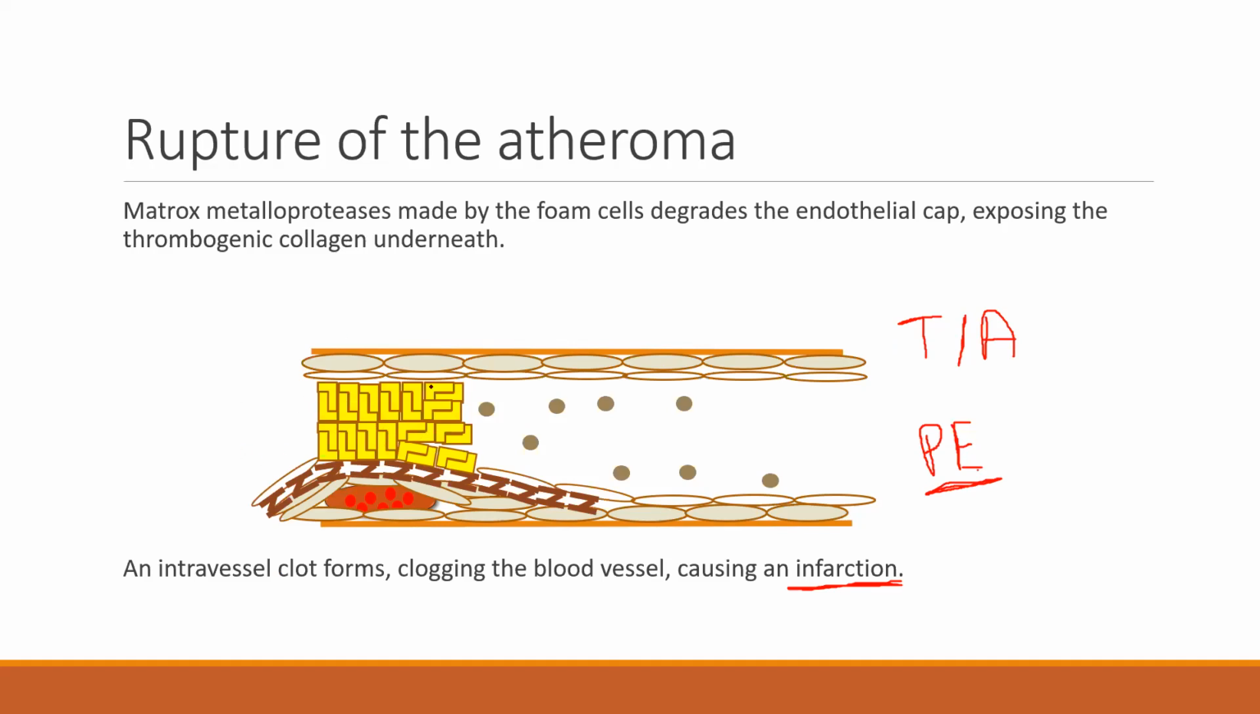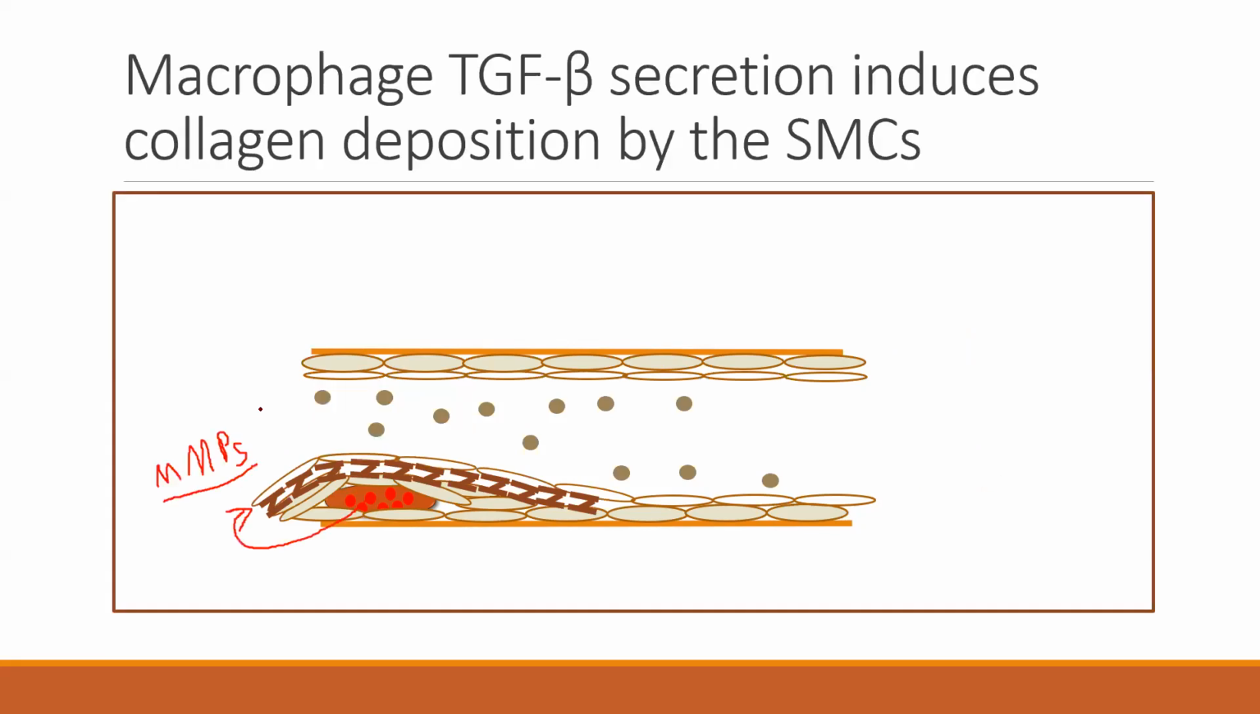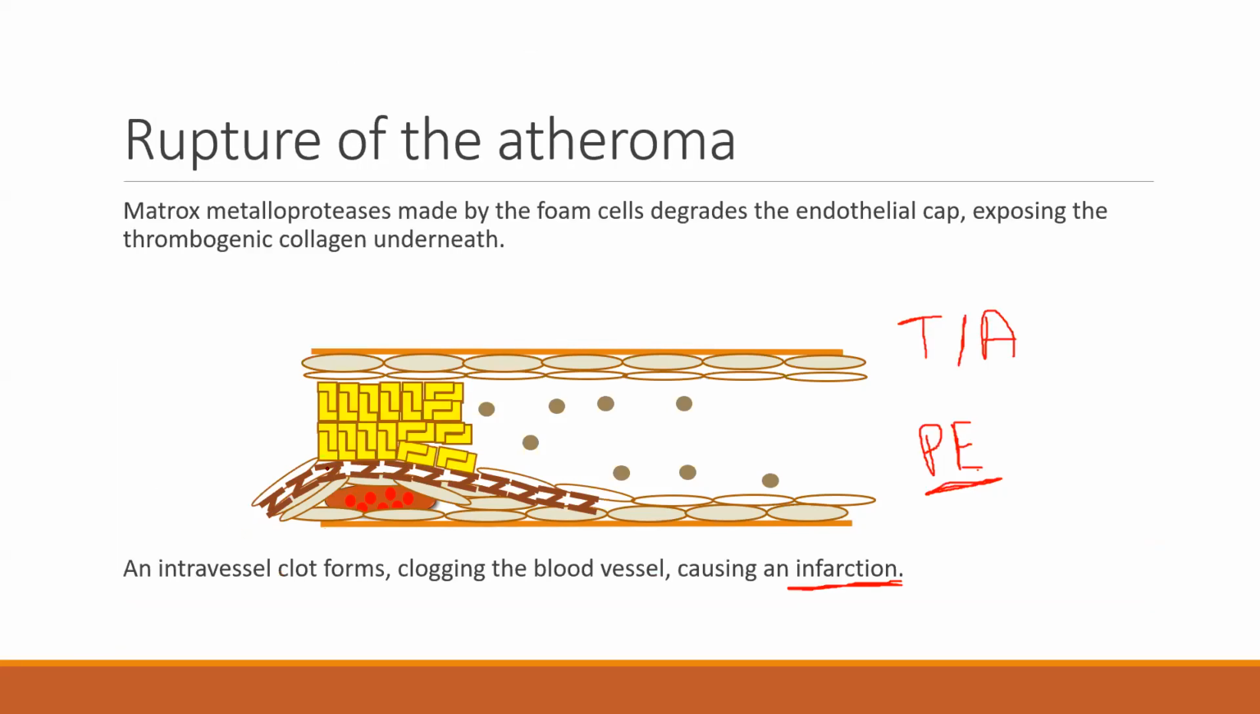So this is really the end result of this process. If you're here, this is stable. However, this slow but steady secretion of the matrix metalloproteases will start to degrade this endothelial layer. If it can't regenerate in time, it's going to progress to this. And that rupture of the atheroma, that's what essentially will cause a heart attack.